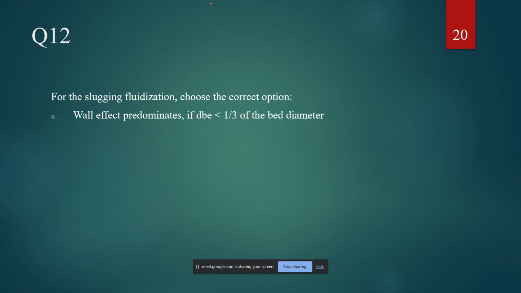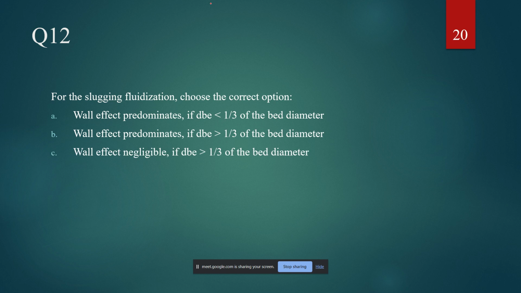In question 12, it is given that for the slugging fluidization, choose the correct option. Option A, wall effect predominates if dBE is less than 1 by 3 of the bed diameter. Option B, wall effect predominates if dBE is greater than 1 by 3 of the bed diameter. Or option C, wall effect is negligible if dBE, that is bubble equivalent diameter, is greater than 1 by 3 of the bed diameter. Or option D, wall effect predominates if dBE is greater than 1 by 3 of the particle diameter. So on seeing this itself, we can ignore one option. What is that option? Can anyone say?